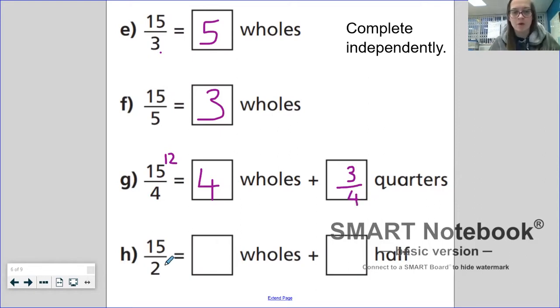So let's look at this one. Again, 2 doesn't go into 15, so I'm going to have to stop at the even number underneath it. I'm going to stop at 14, and then I know I've got 1 extra. So I'm going to do 2, 4, 6, 8, 10, 12, 14. So I've got 7 wholes. That gets me to 14 halves, which leaves 1 more remaining. That's 1 half. So 15 halves is the same as 7 wholes and 1 half. I know this is hard, guys, but you're doing a great job.